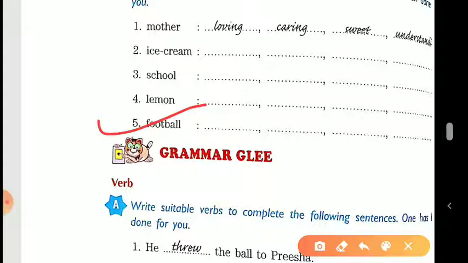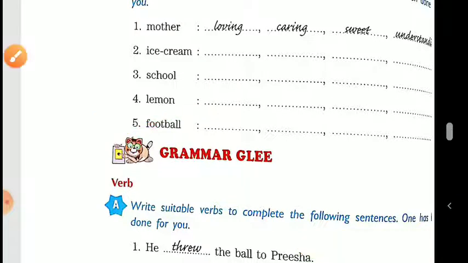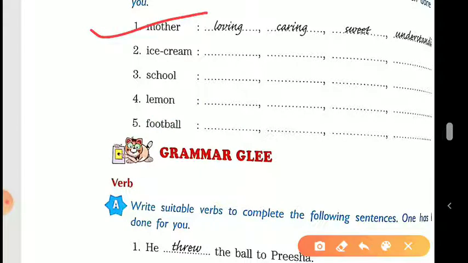So students, let's once again revise. Now the words and the images that come to our mind after hearing or reading these words. The first word is mother. So the words associated with mother are loving, caring, sweet, understanding, affectionate. The second word is ice cream, and the words associated with ice cream are cold, delicious, sweet, happiness, celebration. The third word is school, and the words associated with school are discipline, punctuality, obedience, learning, friends. The fourth word is lemon, and the words associated with lemon are yellow, sour, spherical, tangy, lemonade.